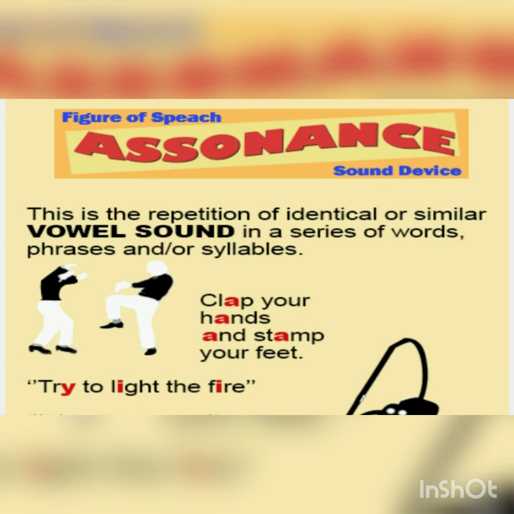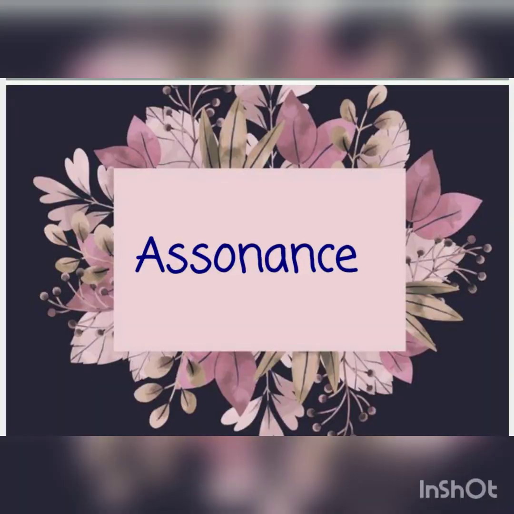Next, try to light the fire. Here again, in try, the I sound is being used. Next, in the word light, again I is being used. Last is fire, here again I, that is fi, so I is being used again. So here again in the sentence, the vowel sound is being repeated several times. This is called assonance.